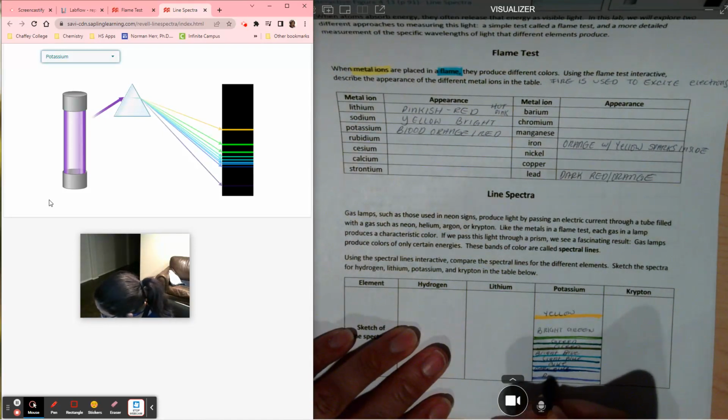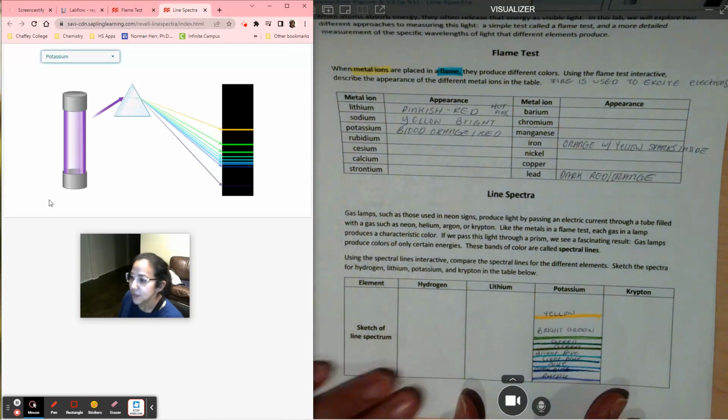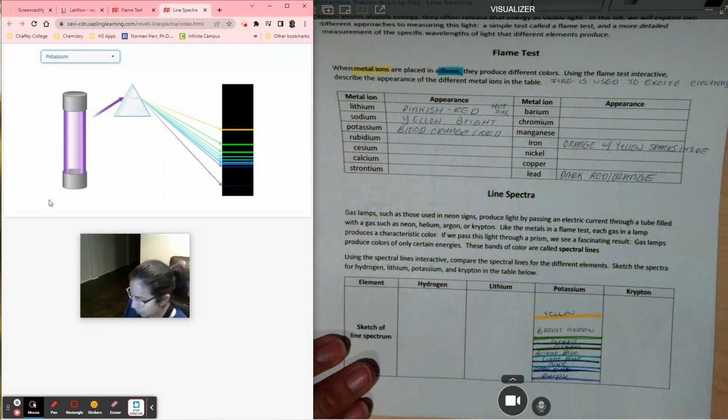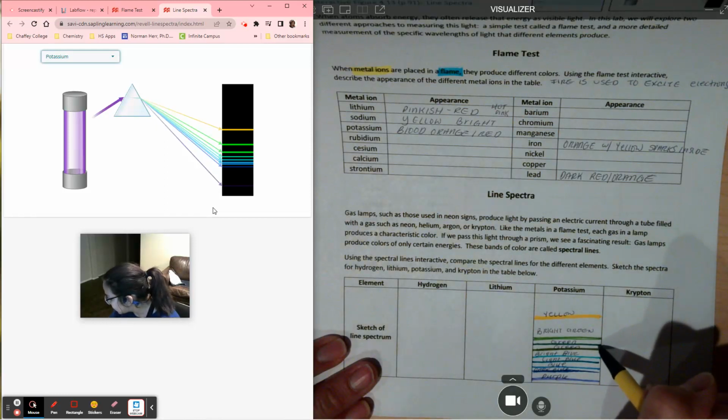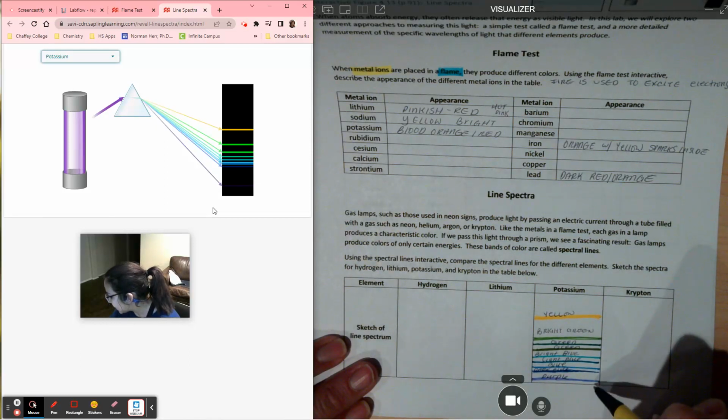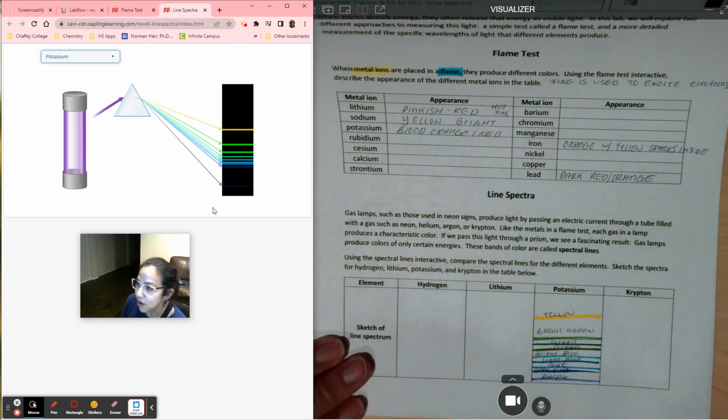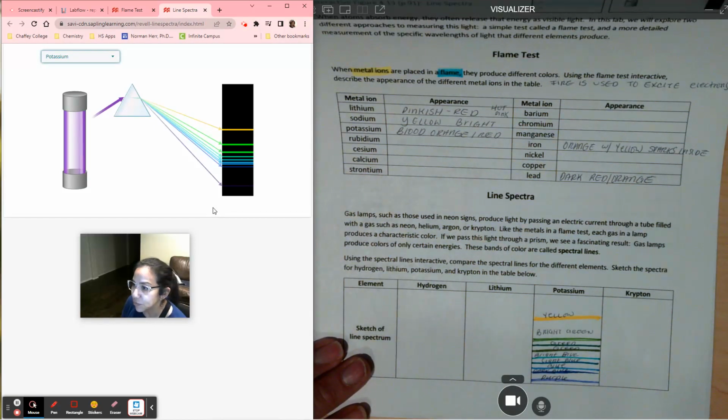So I'm just going to write purple. All right, and I'm going to verify that I have all the different lines. I have 1, 2, 3, 4, 5, 6, 7, 8, 9 lines. I have all the colors of potassium that are produced through this prism.